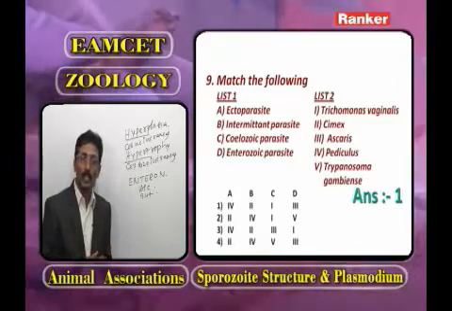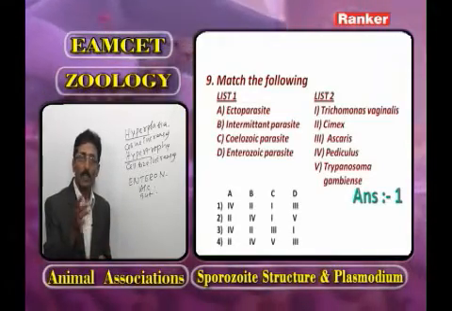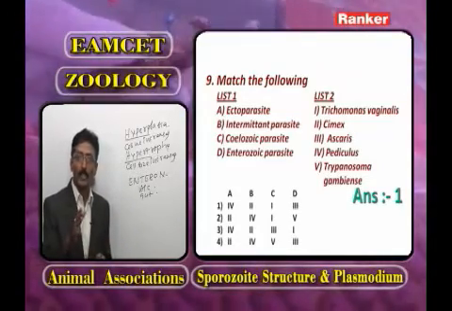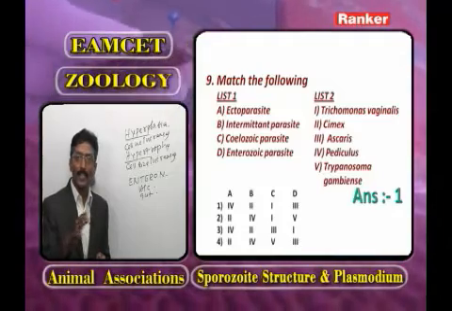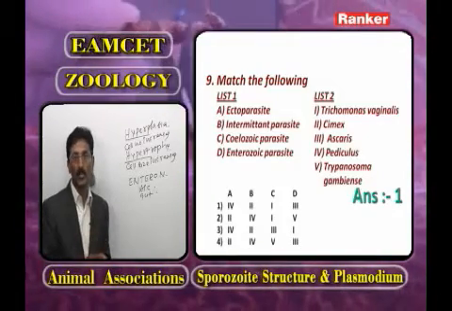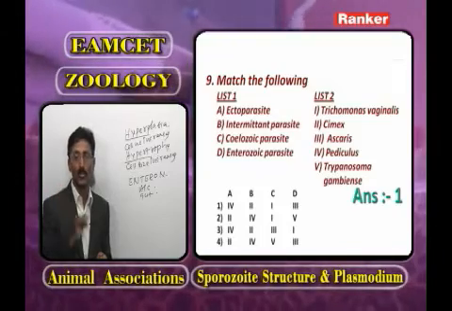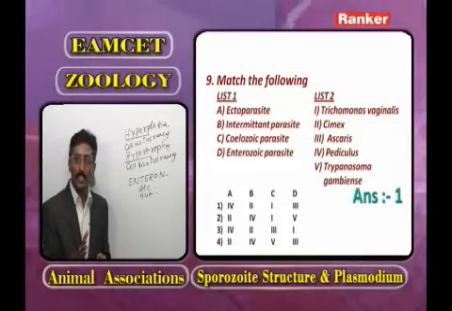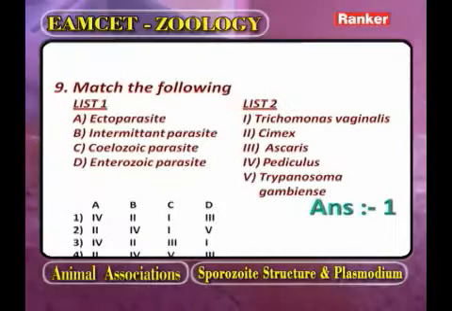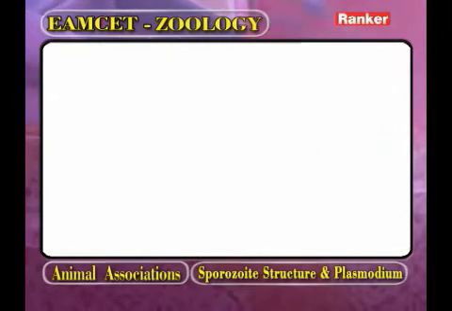What about Trypanosoma gambiense? That is an example of a histozoic parasite. What is meant by histozoic parasite? A parasite that lives between the cells of the tissues. So, Trypanosoma gambiense is the classical example of histozoic. Now, based on this information, the correct answer is 1. Now, we go for the next question.